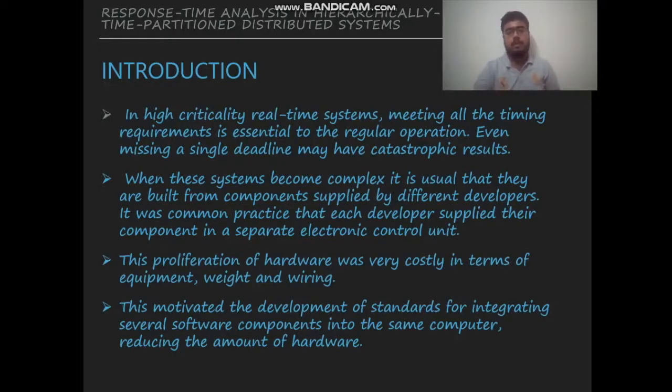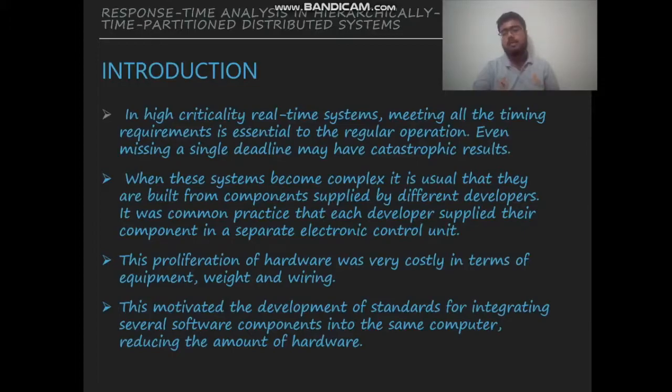Now, when the integration is done, it motivated the development of standards for integrating several software components into the same computer, reducing the amount of hardware. So there was more software than hardware, and this is also true nowadays, where some airlines have more computers and there's more software integration than hardware integration. So this is actually a very useful thing which was done.